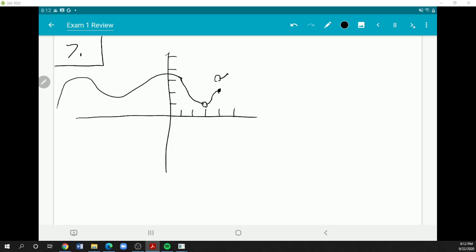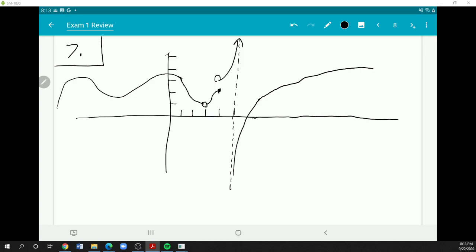And then when we get close to 5, we need a vertical asymptote. So let's go ahead and draw one of those. And if I wanted, I could do a whole bunch of different things. I'm going to draw a vertical asymptote going that way, and then the function goes on forever on its merry way being happy.